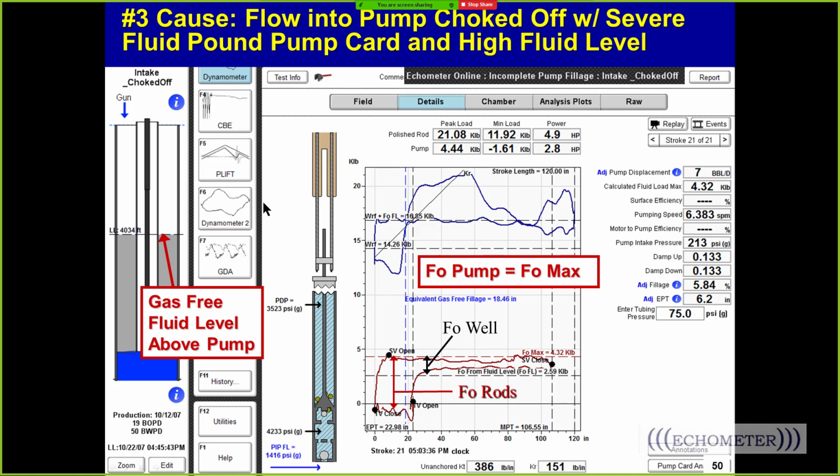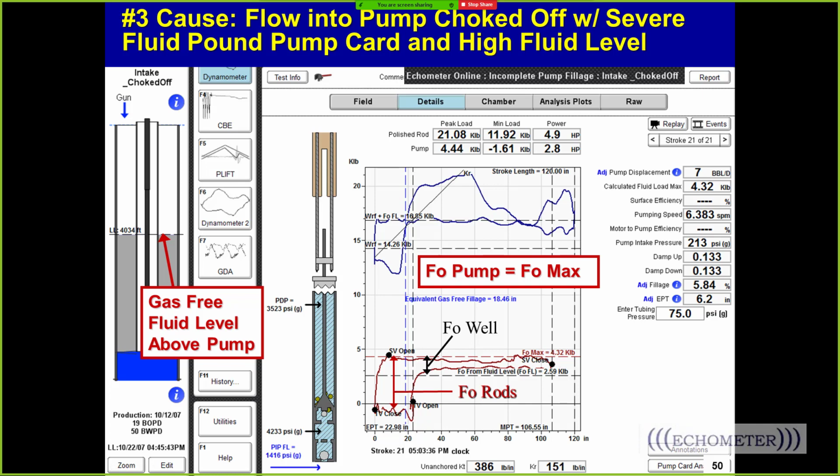When we shot the fluid level on this well, the fluid level was high and there wasn't any gas flow up the casing. So this was a gas-free fluid level, with a high pump intake pressure. The pump intake pressure is 1,400 psi on the outside of the intake. So this pump card should be full, based on the fluid level. The pump card should only go up to 2,590 pounds, but the pump card is up at the maximum load, as if the pressure on the intake is 0.